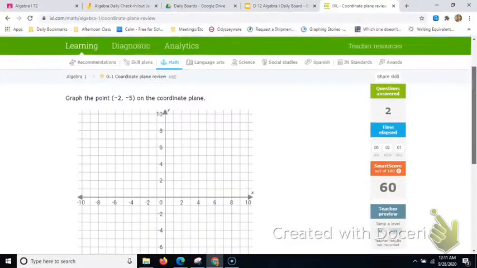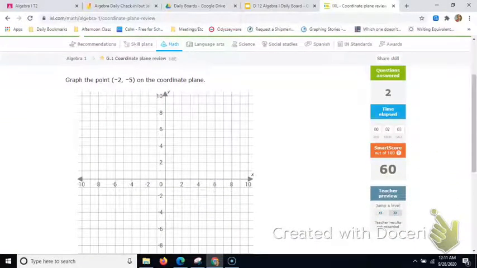And then after you've done some where you identify the points, you're going to be asked to graph the point. So -2, -5. So I'm going 2 to the left and down 5 and then click. Okay, so you can't click here. If you click when you get to -2, you don't want a point there. That would be -2, 0. -2, -5. Kind of like Battleship.